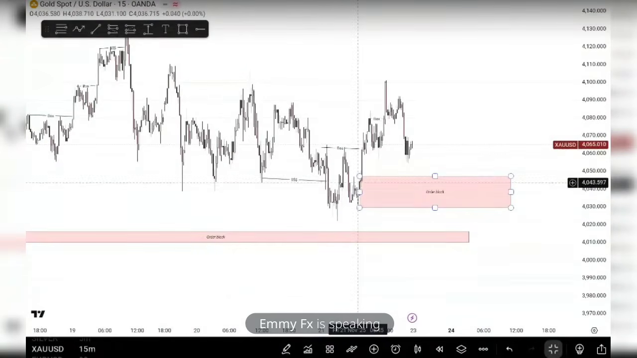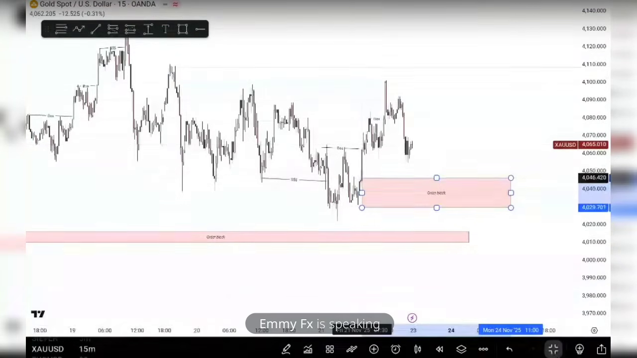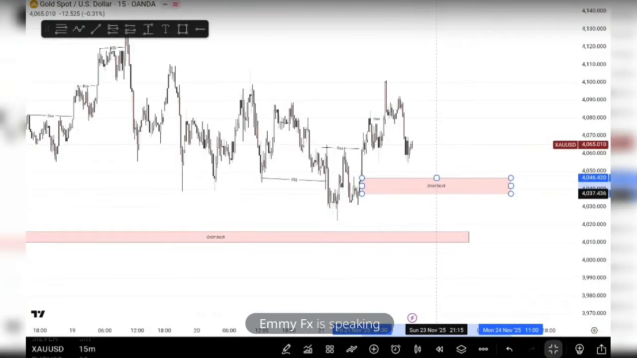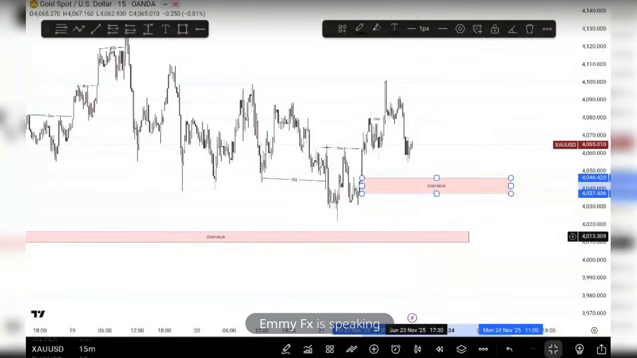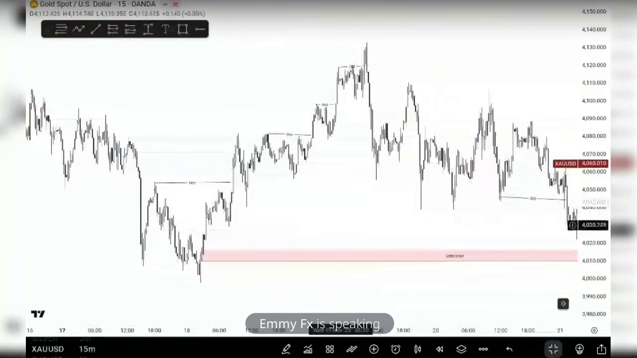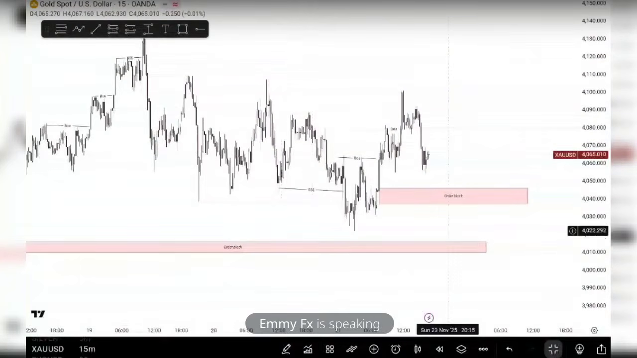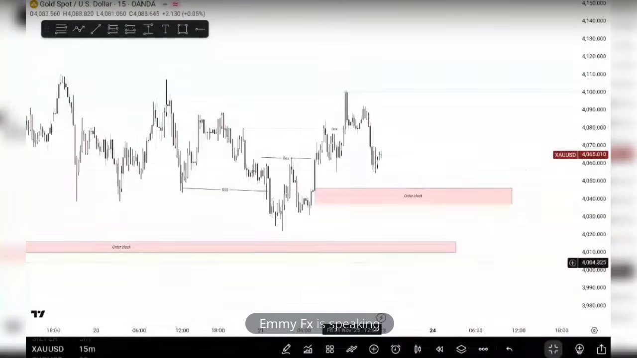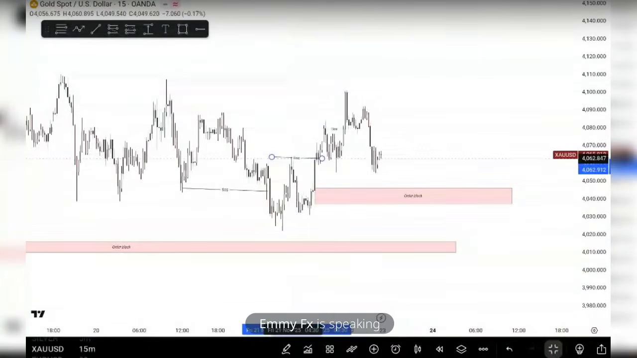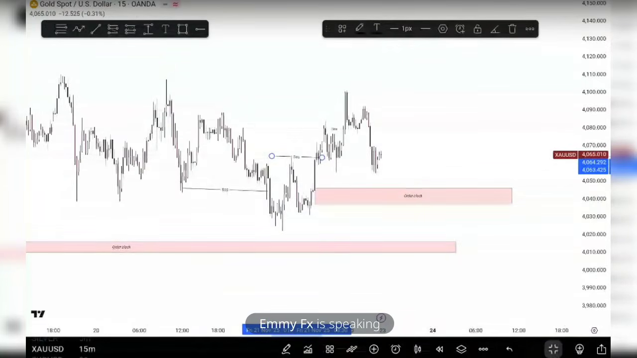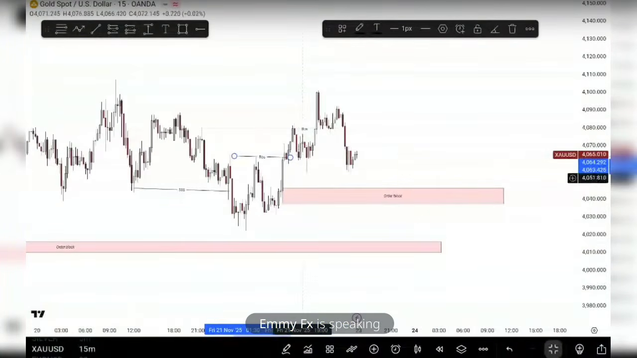I cannot wait for price from this demand zone here. The reason is because this demand zone is here. Since I cannot wait for this zone, I'm going to take trade from here. I will leave this zone. But can you see this zone has every confluence pertaining to SMC. We have the order block, we have the break of structure to the upside, we have the FVG.